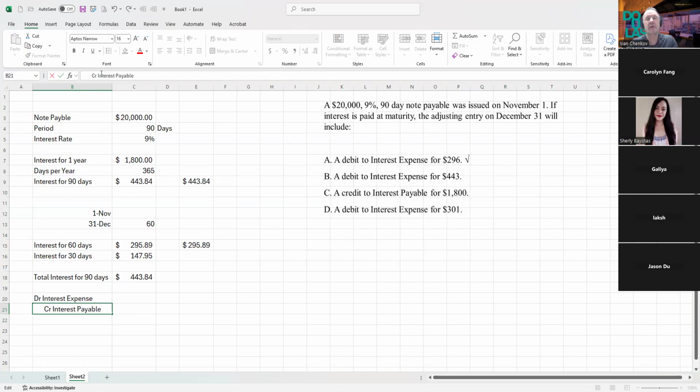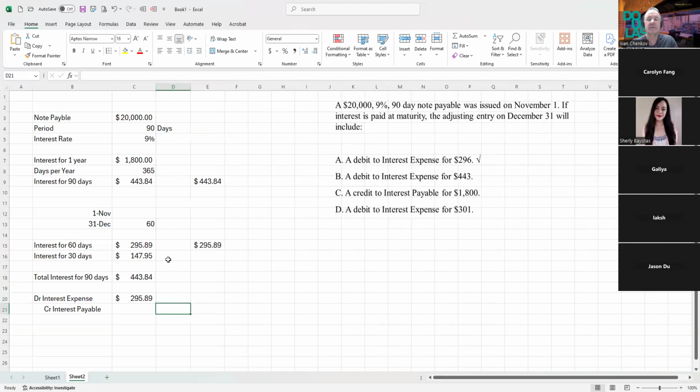Because if I debit interest payable, I don't have a liability. But I definitely have a liability on December 31st, because on December 31st I'm going to owe interest for the 60 days that I used this note payable. So my interest here will be that amount, and the credit will be the same amount, obviously. So I have my journal entry on December 31st.